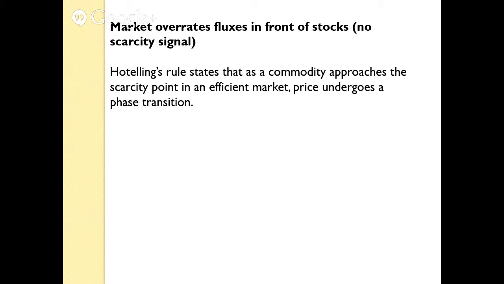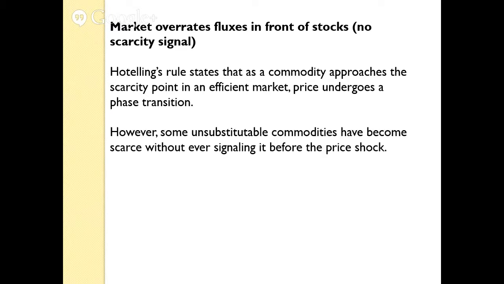The price follows a power law of the amount of remaining resources with a given exponent, which can be calculated. So prices undergo a phase transition. In some sense, you could anticipate that there is going to be a scarcity because the price behaves in a particular way. However, some unsustainable commodities have become scarce without ever signaling it before the price shock.